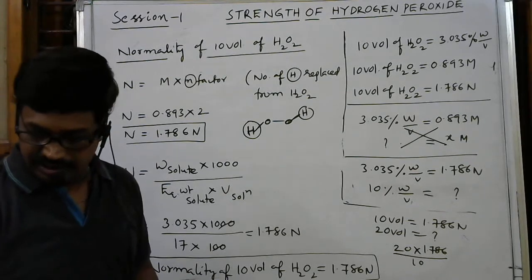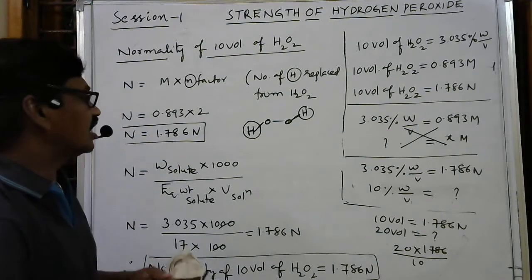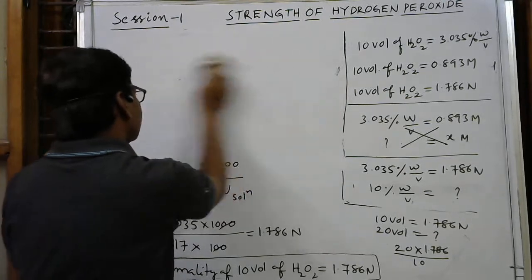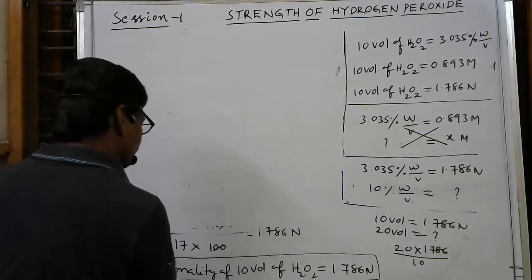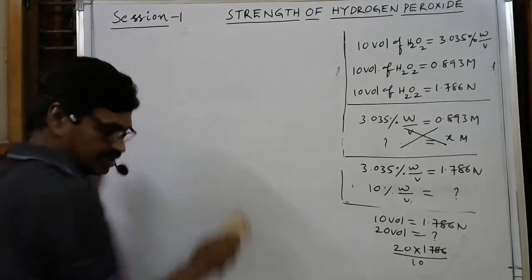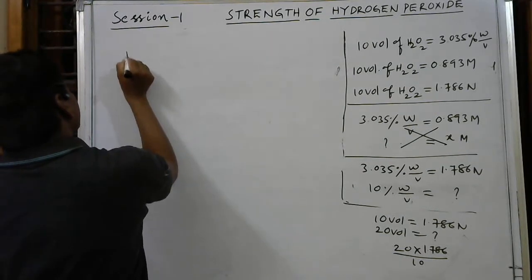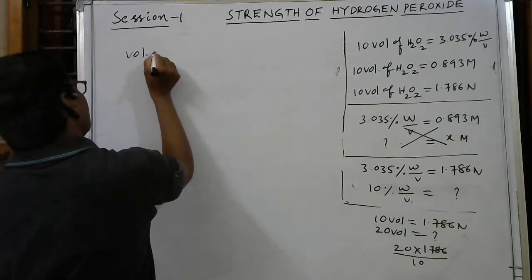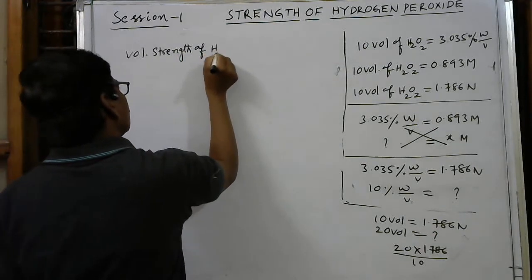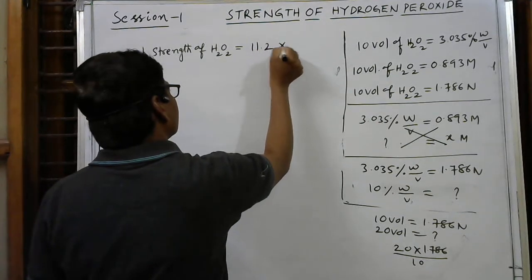So combinedly now I'm writing all the things in one tabular form. Before that, I'll give two more formulas with respect to 10 volumes of hydrogen peroxide. One formula is with respect to volume strength of hydrogen peroxide. See here, they are asking about volume strength. Volume strength of H2O2 equal to 11.2 into molarity.